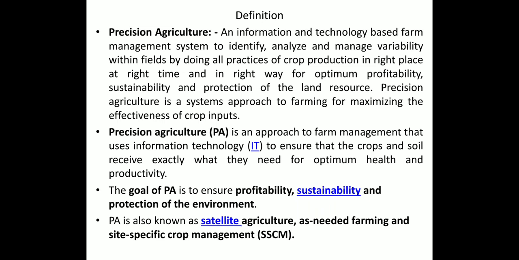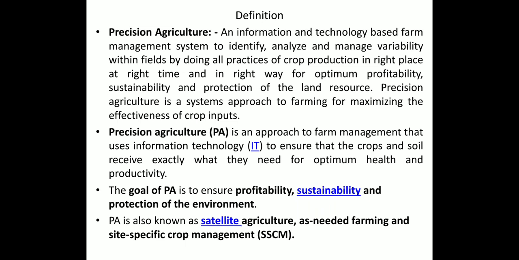Here we can see that precision agriculture is the part of this information and technology which is used to manage the field or farm to identify the nutrient availability, analyze the nutrient status and manage the variability regarding nutrient availability within the field by doing all the practices in the right place, right time, right way of application of these nutrients or fertilizers for optimum profitability, that is to get more profit per input used, and sustainability, that is to provide balanced food production and the protection of the environment. This is the concept or definition of precision agriculture.